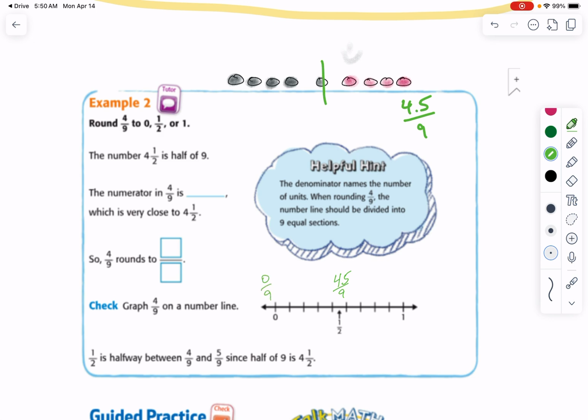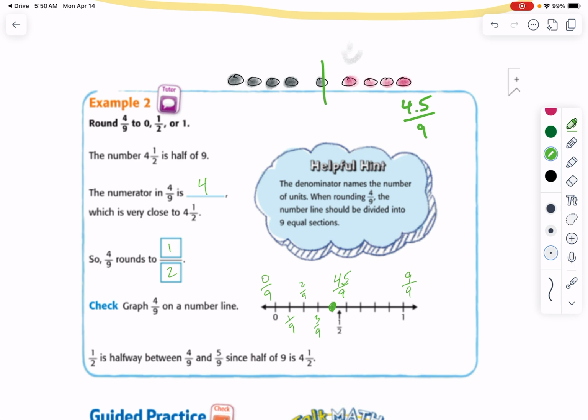So 0 ninths, that's 0, and 9 ninths is 1 whole. So where do we put 4 ninths? Well, this would be 1 ninth, and then 2 ninths, and then 3 ninths. So here is 4 ninths right here. The numerator in 4 ninths is 4, which is very close to 4.5. So 4 ninths rounds to half, or 4.5 ninths.